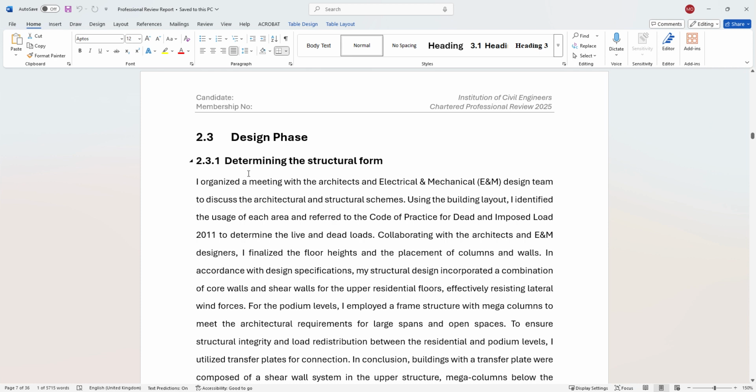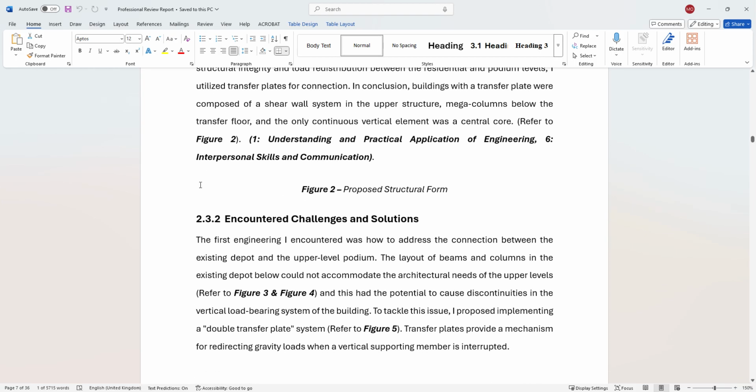So under 2.3.1, this is where the candidate starts to talk about the technical bits of their project and gives us indication as to what is coming. Under section 2.3.2, the candidate talks about the engineering challenges that they encountered and their solution. So this is very important because the assessors are looking for examples of where you solved engineering challenges.